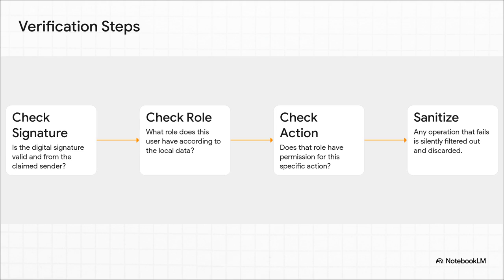First, is the digital signature legit? Does it actually come from who it says it comes from? If not, it's tossed. Second, my computer looks at its local copy of the data and asks, okay, what permissions does this user have? Third, based on those permissions, are they even allowed to make this specific change? And fourth, if any of those checks fail, the update is just silently ignored. It gets dropped on the floor and never even gets close to your data. It's an incredibly robust design.